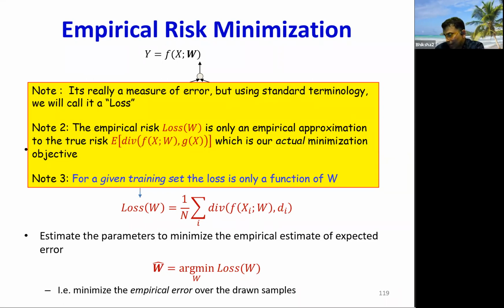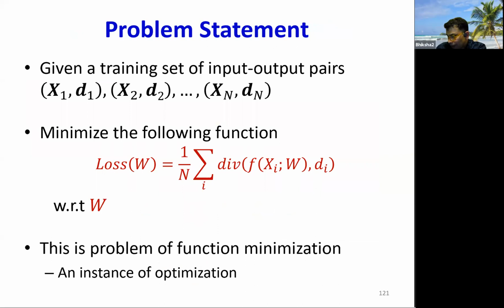The key point to note here is that since our training set is given and thus fixed, the loss is only a function of W. So we can minimize the loss, right? And so here is the final problem statement for learning. We are given a training set of input-output pairs. We will construct a loss function as the average divergence over the training set. For a given training set, the loss is actually a function of just the network parameters. We will minimize the loss function with respect to W. This is an instance of function minimization or optimization.